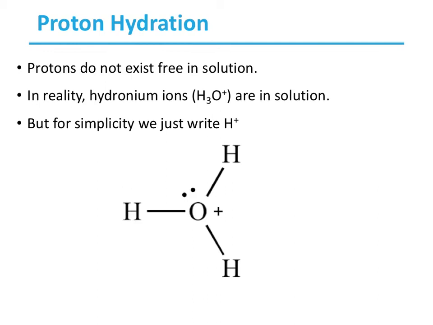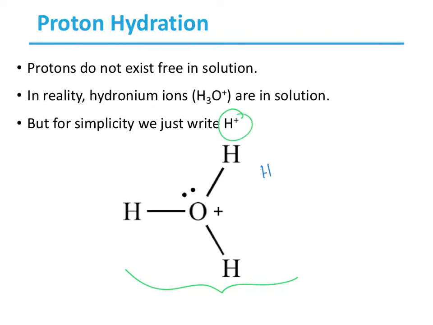Now we use the abbreviation H plus, but H pluses don't actually exist free in solution. In reality, hydronium ions are in solution. And this is what a hydronium ion looks like. It's an oxygen bound to 3 hydrogens with a positive charge. But for simplicity, we'll just write H plus.